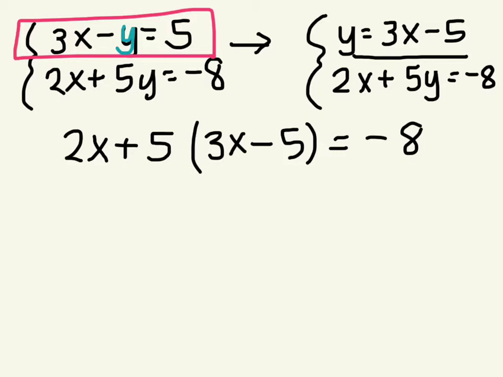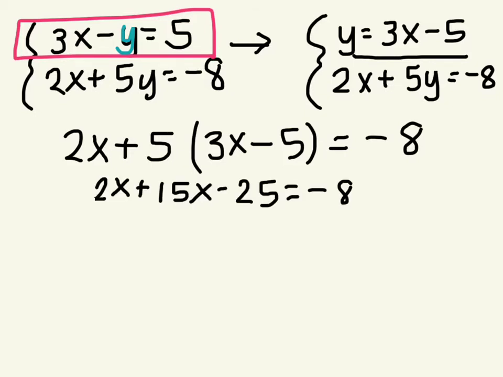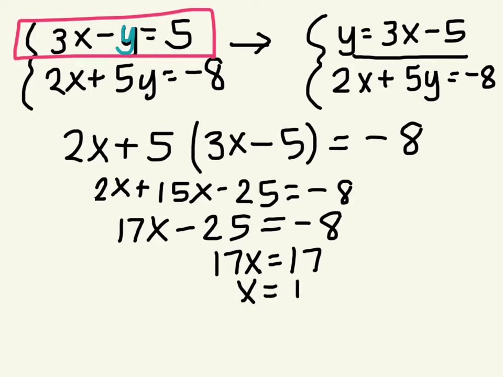I'm going to solve by distributing and then combining like terms. My first step is to distribute, and I get this. My next step is to combine like terms, and I get this. And now I'm going to solve for x. Divide by 17, and x equals 1. Again, remember, I'm not done. This is not the solution. This is just one part of the coordinate pair.